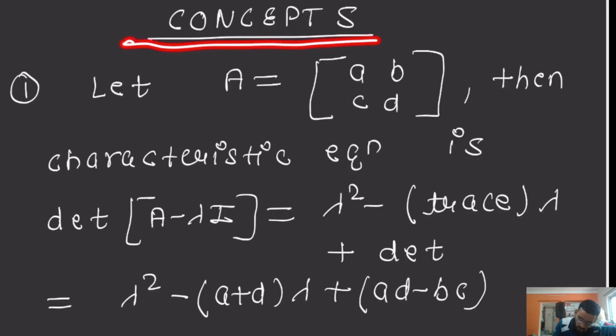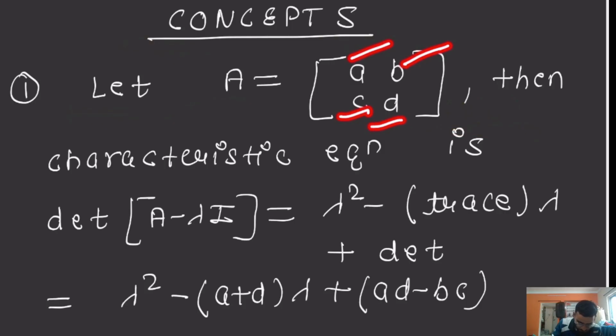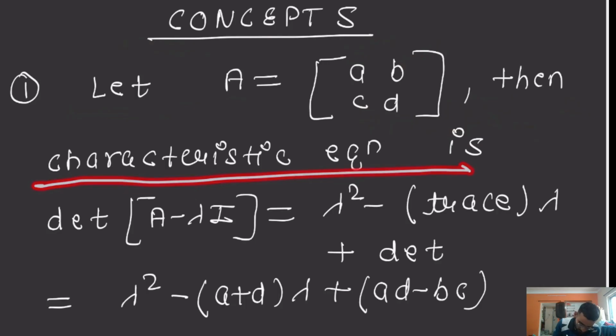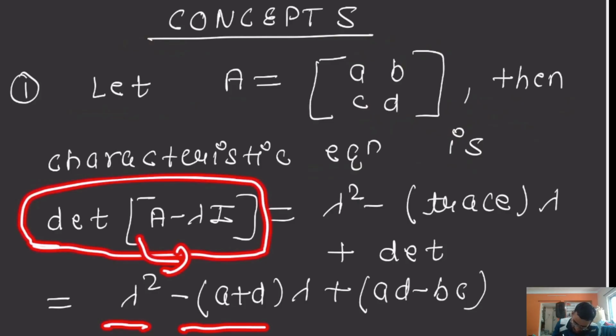Now moving on to the core concepts that are involved behind our problem. So let A be a 2 cross 2 matrix, whose entries are a, b, c and d. Then we know that the characteristic equation of A is the determinant of A minus lambda I. If we solve this, we will get lambda square minus (a plus d) lambda plus (ad minus bc).